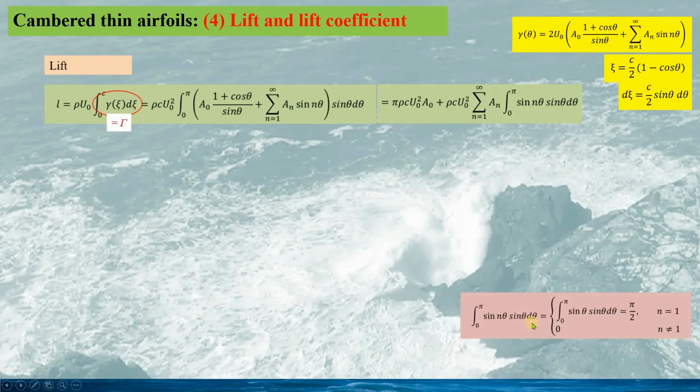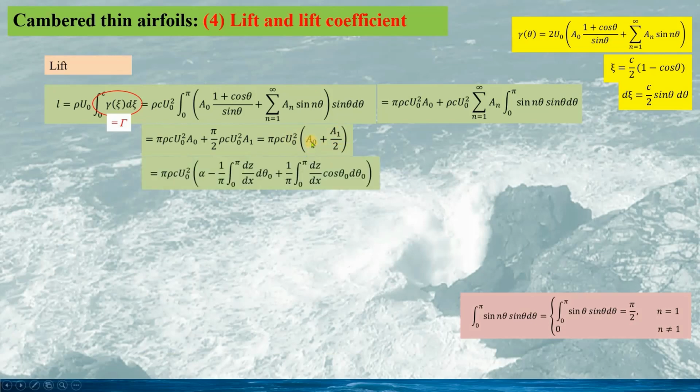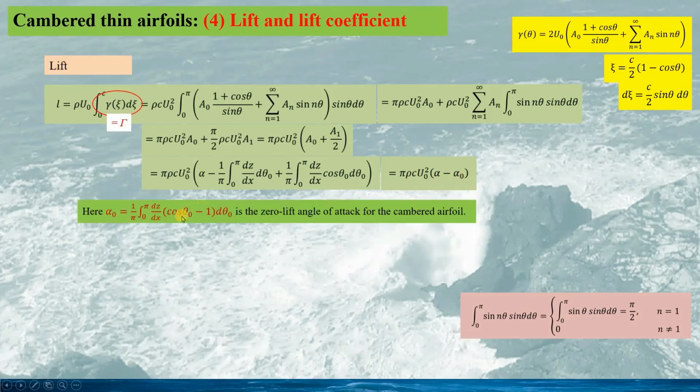Now we apply the relation given by this. Here, the integration is non-zero only when n equals 1. So we have the result as this, and together we have the expression as this. Now if we substitute A0 and A1 into this result, we have the expression as this. If we write the lift in this form, here alpha 0, defined as this, is the angle of attack of zero lift for the cambered airfoil.